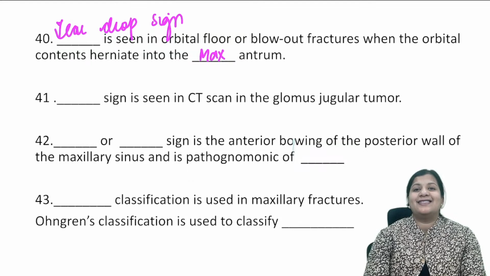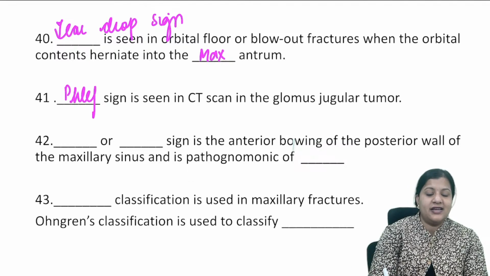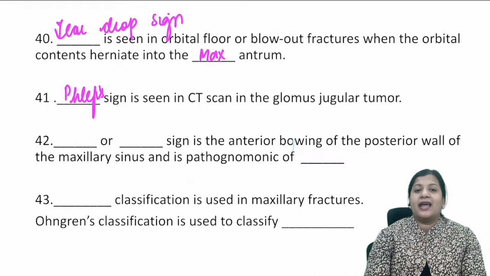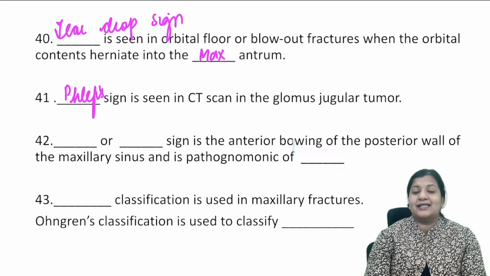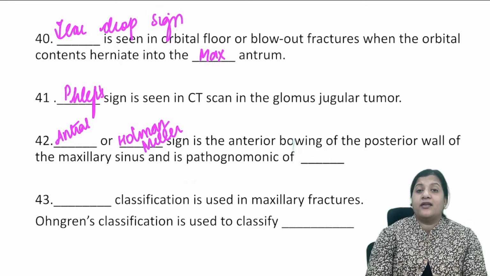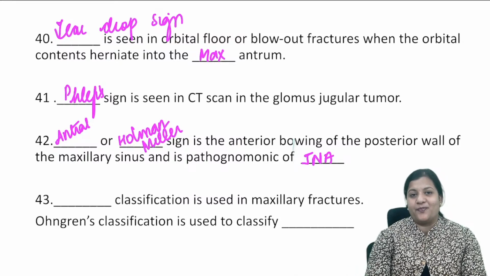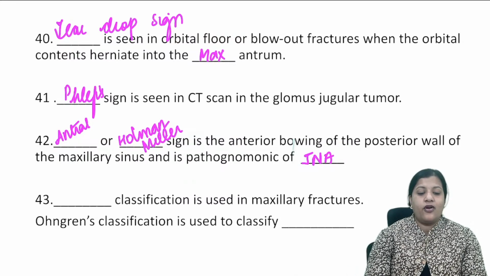What is the sign seen in CT scan of glomus jugulare tumor? We've just discussed this, but let's revise once more. Yes, it is the Phelps sign. Dash sign is anterior bowing of the posterior wall of the maxillary sinus, which is pathognomonic of dash. I'll give you a hint: this is also called the antral sign, also called the Holman-Miller sign, which is commonly seen in which condition? JNA, juvenile nasopharyngeal angiofibroma.